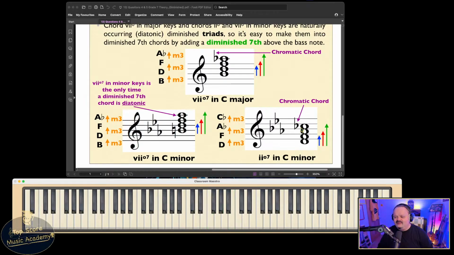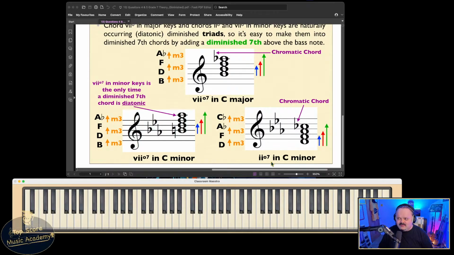Okay, so obviously a C flat doesn't belong in the key of C minor, so it's a chromatic chord again. So there's two chromatic chords. Your chord 7 in major keys, if you add a 7th on top of that and you make it a chromatic note, you've created a chromatic chord, a fully diminished 7th chord, and that's where you should normally see it in major keys on chord 7.